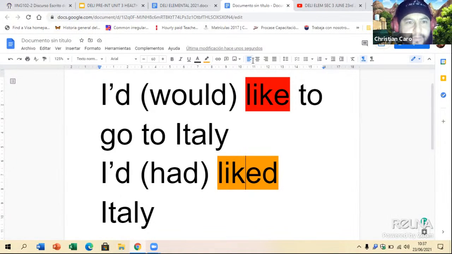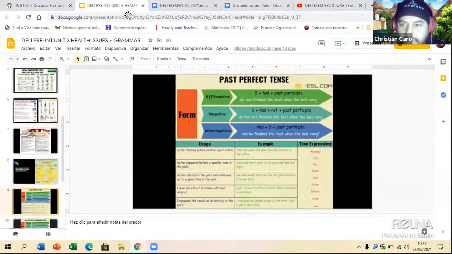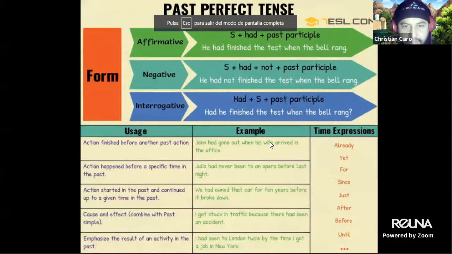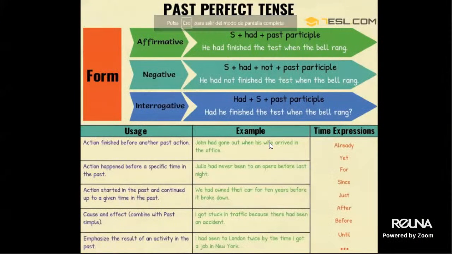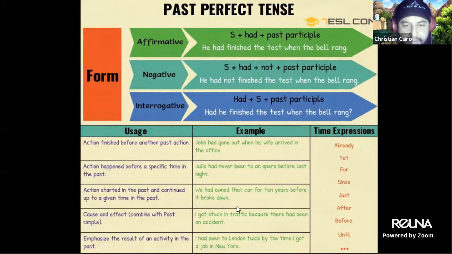Let's move on. Let's move on in this case. Tenemos más ejemplos de lo mismo. I'm going to stop a little bit on, in this case, the formulas, or the forms. We got the affirmative, negative, and interrogative form of the past perfect tense. So normally we use, in this case, subject plus had plus past participle. The negative is subject plus had plus not past participle, and the interrogative is had plus subject plus past participle.